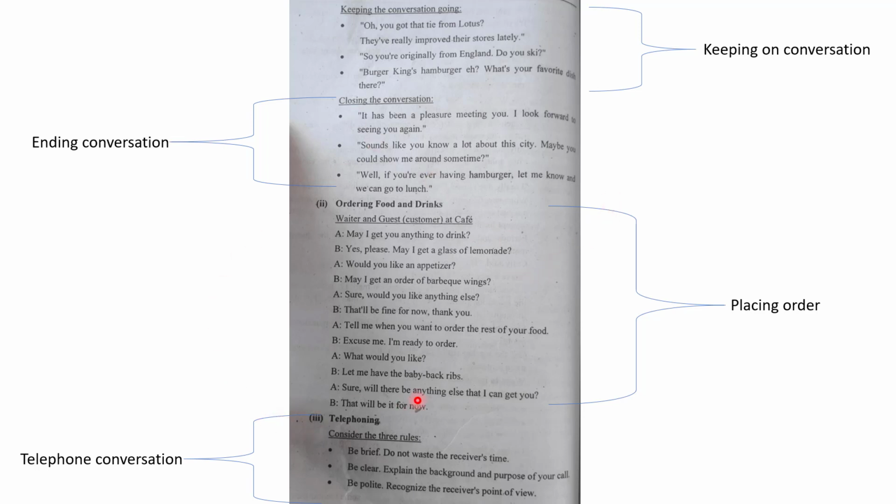So the next thing is a telephone conversation. There are some rules given. The first rule says, be brief. Do not waste the receiver's time. The second point says, be clear. Explain the background and purpose of your call. The third thing is, be polite. Recognize the receiver's point of view.